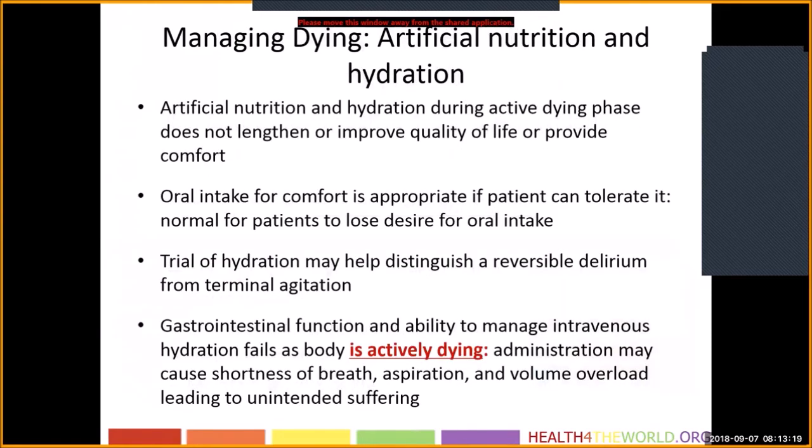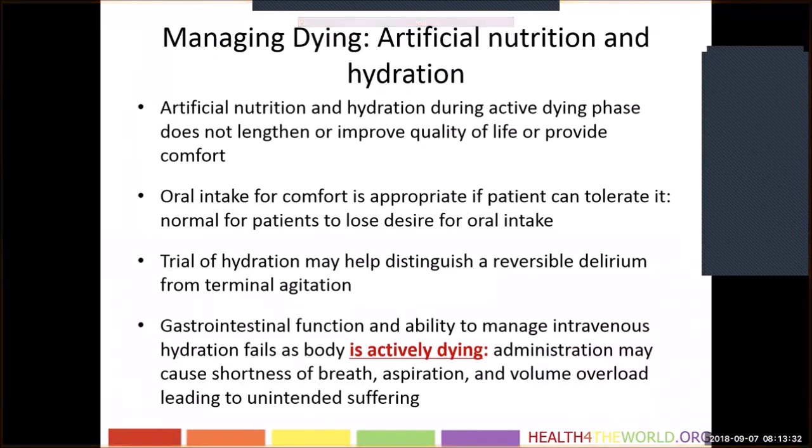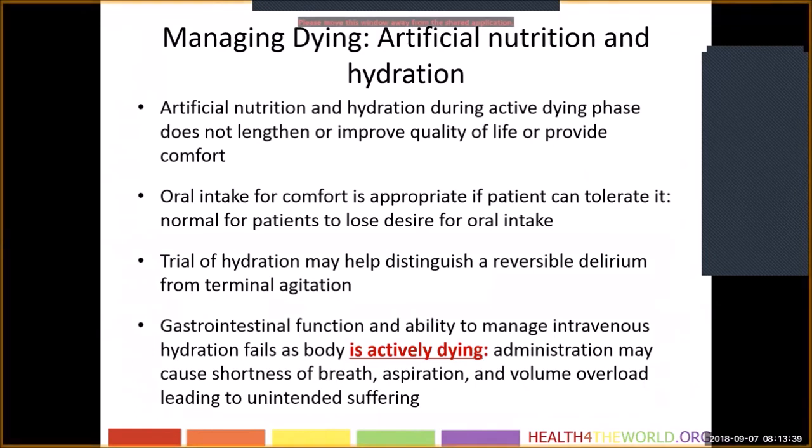And maintain quality of life, still encouraging therapeutic touching of the patient. So, rounding back to artificial nutrition and hydration, because this comes up. Artificial nutrition and hydration during the active dying phase does not lengthen or improve quality of life or provide comfort. I think most of us agree with this, so why do we continue to do it? Oral intake for comfort is appropriate, so I do encourage family members to feed their relatives, because feeding is nurturing, if a patient can tolerate it.